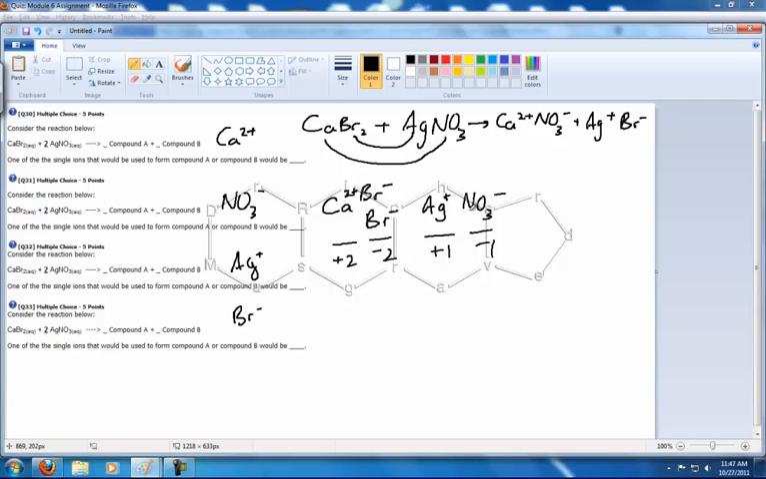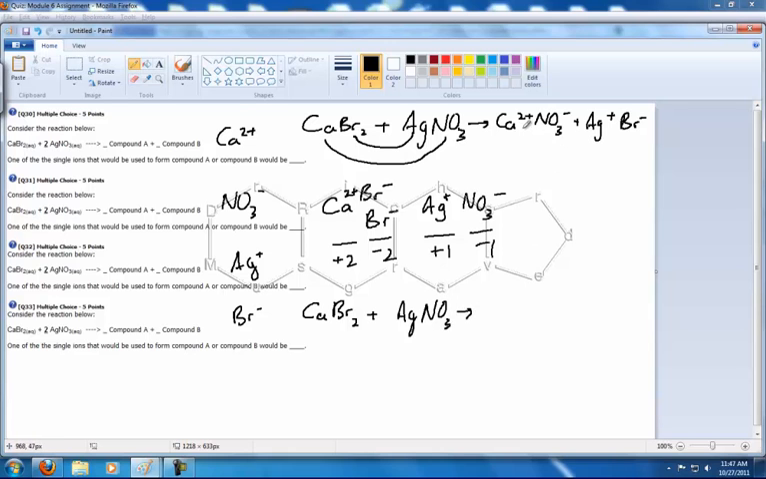Alright, so now we can go ahead, and we've already got the answers to these, but I'm going to show you how we get these compound A and compound B as well. Alright, so we've got our compounds here. I will go ahead and rewrite this and show you how it joins together. So it'll be CaBr2 plus AgNO3.